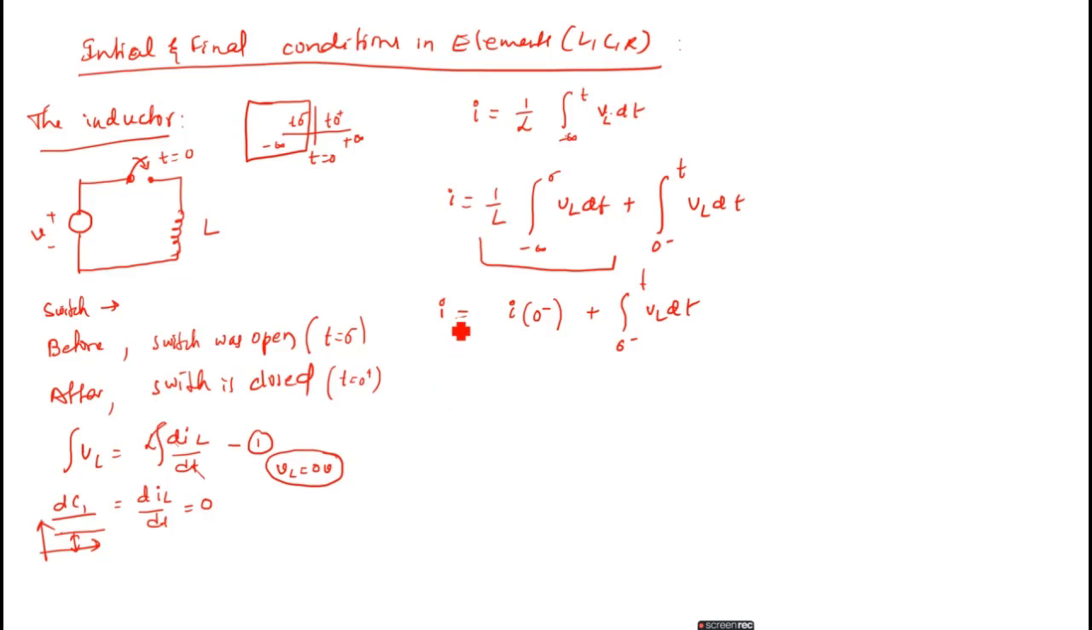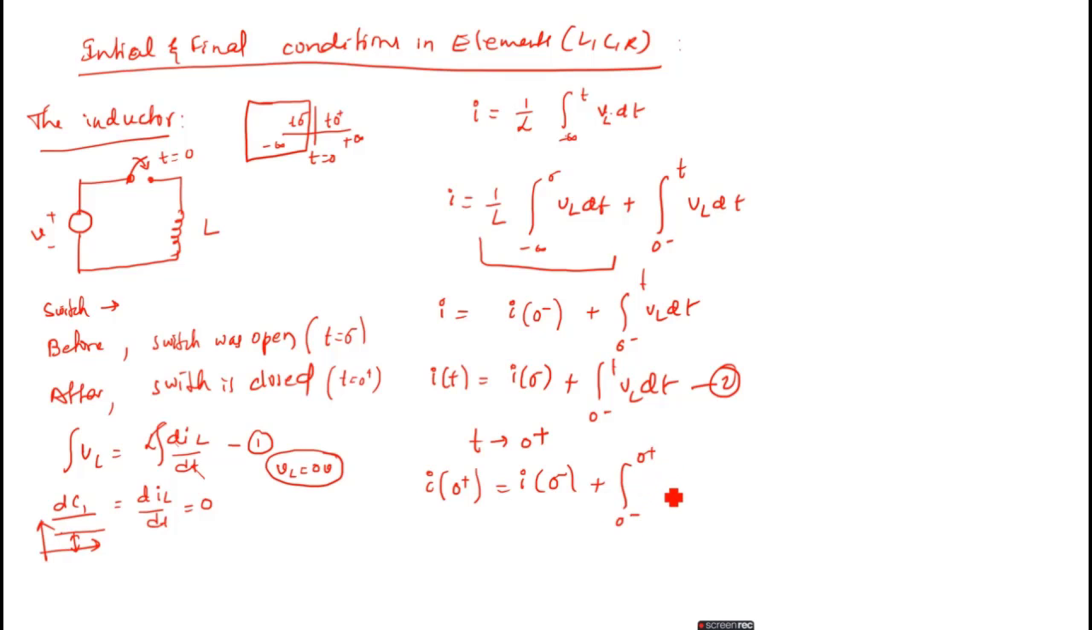Now this I can also be written as I of t equals I of 0 minus plus the integral from 0 to t of VL into dt. In this expression, replace t by 0 plus. Wherever you find t, it should be replaced by 0 plus, so that I of 0 plus equals I of 0 minus plus the integral from 0 minus to 0 plus of VL into dt.